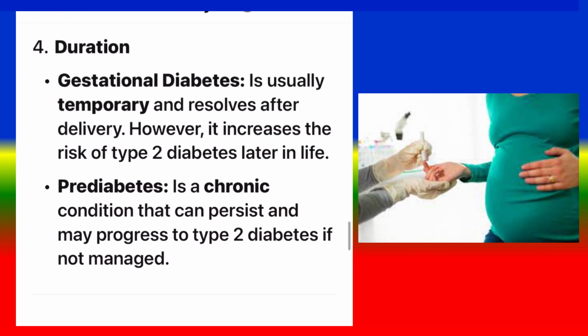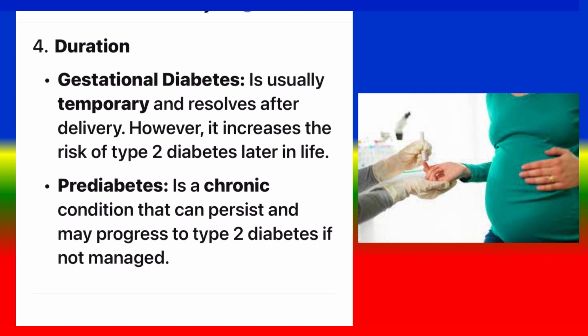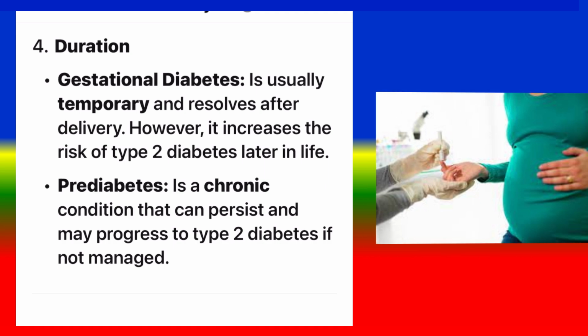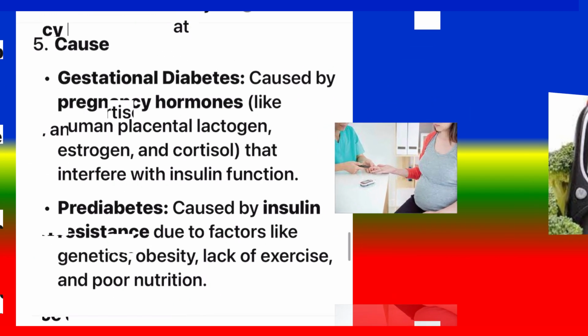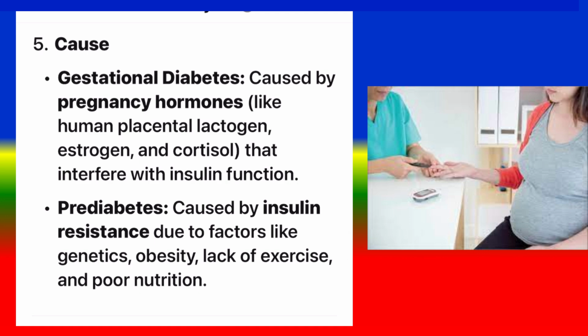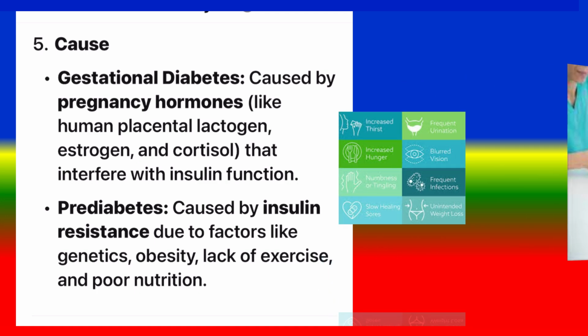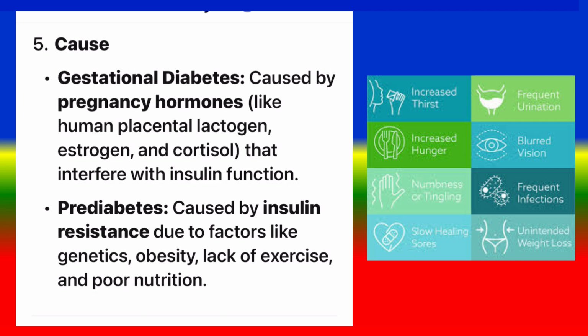4. Duration. Gestational diabetes is usually temporary and resolves after delivery. However, it increases the risk of type 2 diabetes later in life. Prediabetes is a chronic condition that can persist and may progress to type 2 diabetes if not managed. 5. Cause. Gestational diabetes is caused by pregnancy hormones like human placental lactogen, estrogen, and cortisol that interfere with insulin function. Prediabetes is caused by insulin resistance due to factors like genetics, obesity, lack of exercise, and poor nutrition.